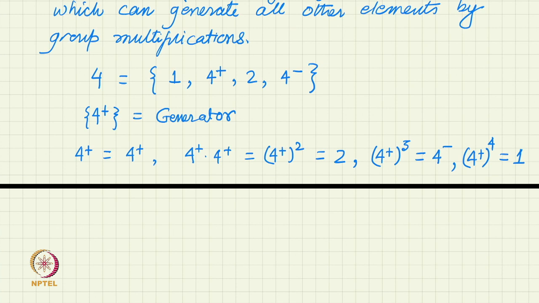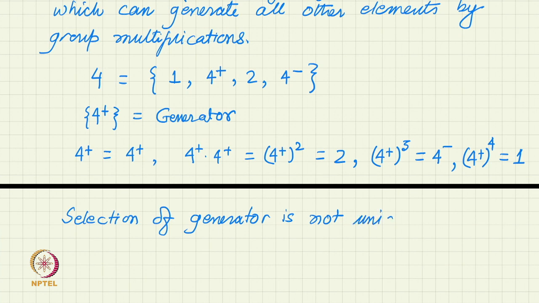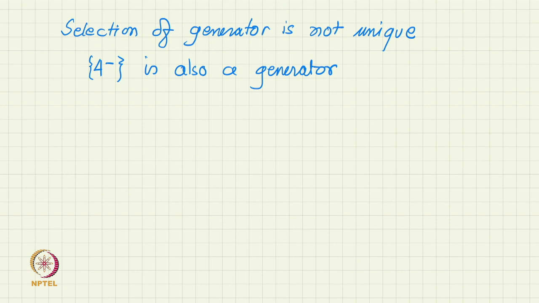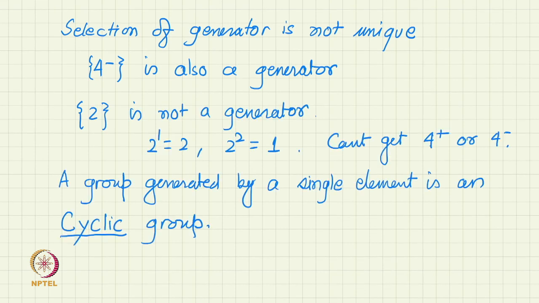Okay. But selection of generator is not unique. So, can you select another generator for this? 4 minus. Can you select 2 as generator? No. So, it is not that any arbitrary element is a generator. You have to choose your generator carefully, because 2 will never get 4. If you can find a single generator for a group, it is not possible for all the groups, we will see.